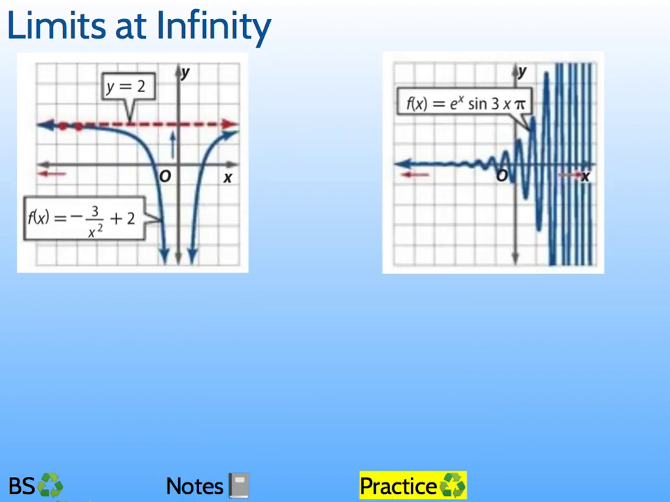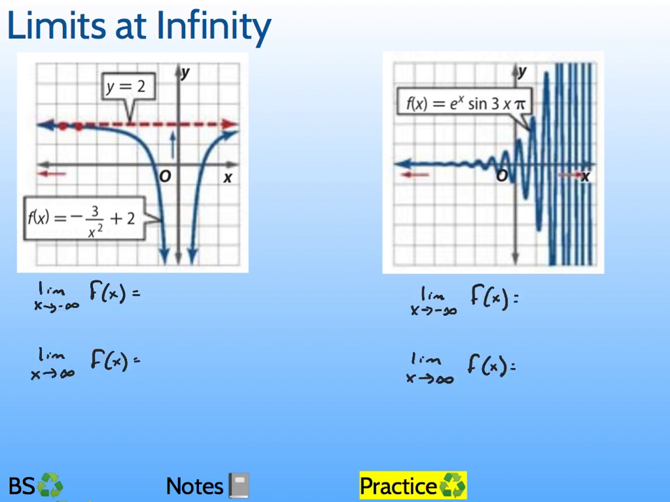So for both of these problems, we're just going to find the limit as x approaches negative and positive infinity. Basically the end behavior on the left and the end behavior on the right. So for the function on the left, let's first look at negative infinity. What happens on the far left? Far left, you can see that it appears to be approaching the asymptote of y equals 2. So we would just say that the limit is 2.